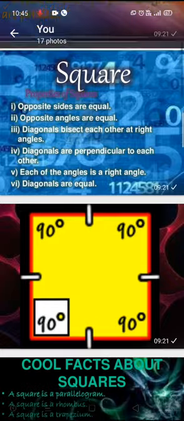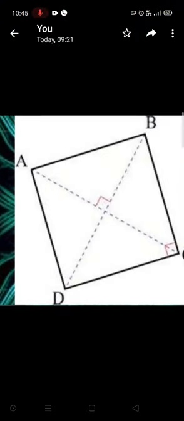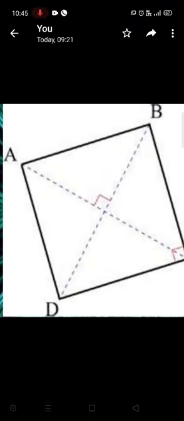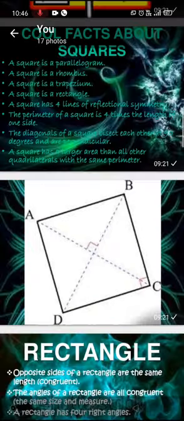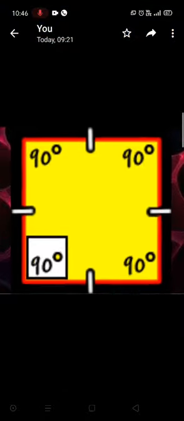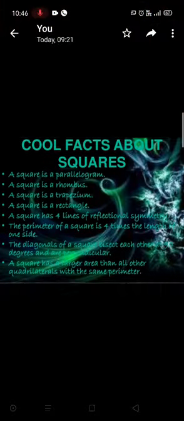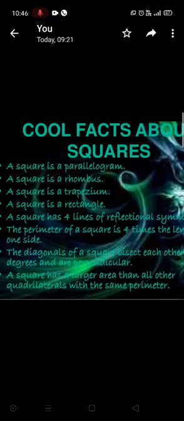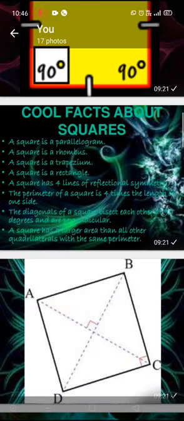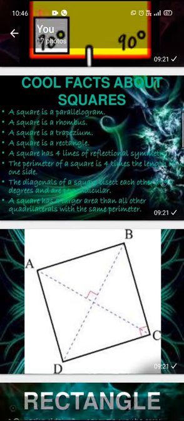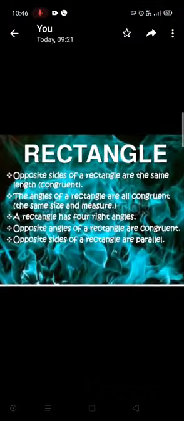I am showing you here. AC and BD are diagonals, bisecting each other at 90 degrees. Okay, and diagonals are equal also. And you see each angle is 90 degrees, all sides are equal. Okay, a square is a parallelogram, a square is a rhombus, a square is a trapezium, a square is a rectangle. Yes, because a square has more properties compared to rhombus, rectangle, trapezium.